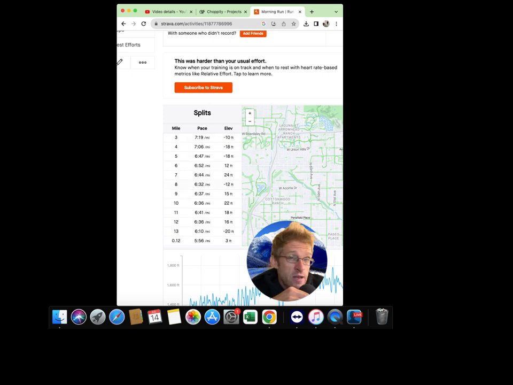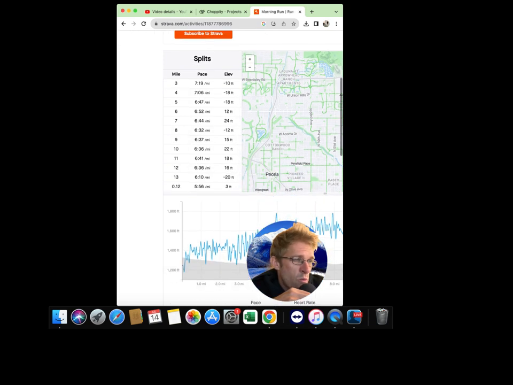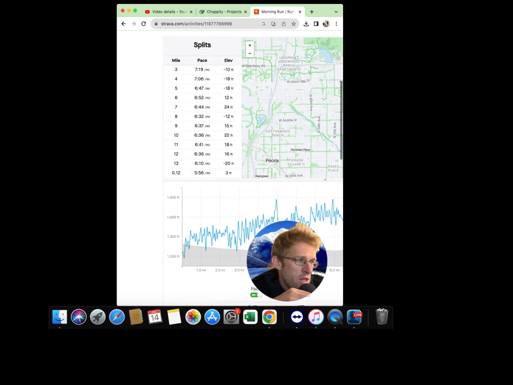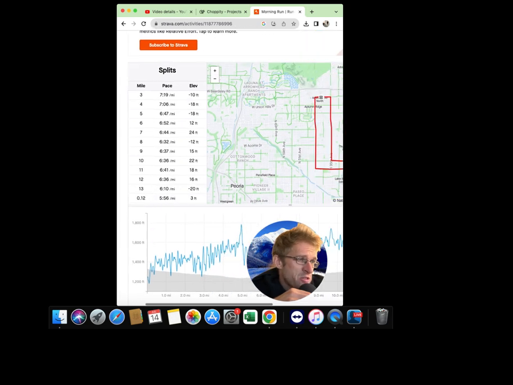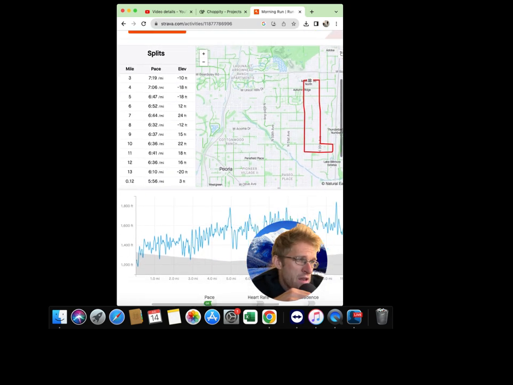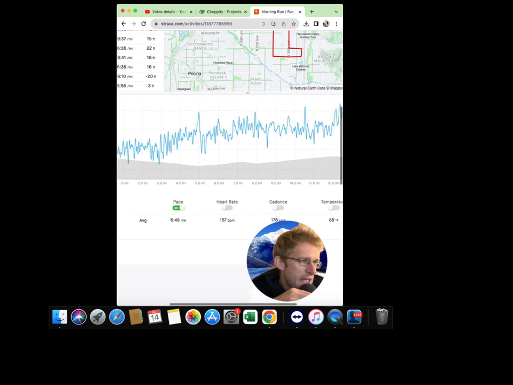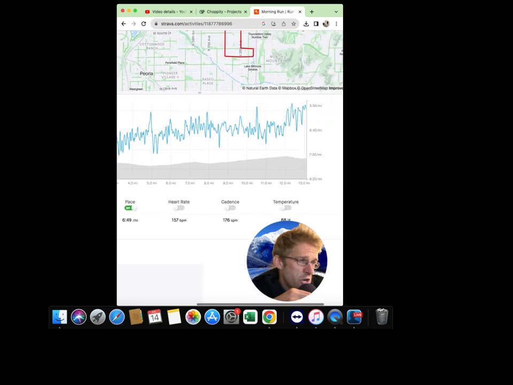So this was all done in 90-plus degree weather, as you can see. Negative splits, bringing it down, nice clothes, felt really, really good. Nothing special there, just showing you a nice loop, cadence, temperature.